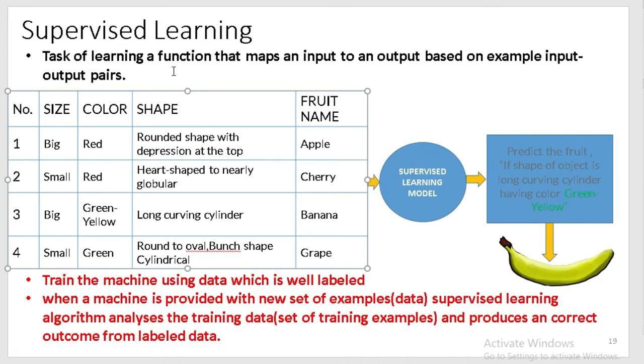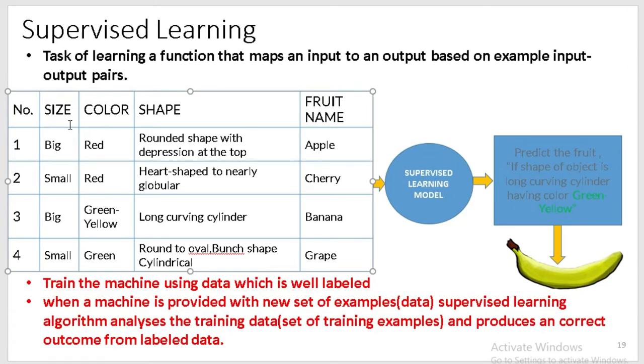Supervised learning is a task of learning a function that maps input to output based on example input and output pairs. For example, a data set is given with certain variables, say size, color, shape, fruit name. Here size, color, shape are the input variables and fruit name is the output variable. Whenever we are talking in machine learning concept, you must say it as label or class. So this fruit name can be called a label. With this all, we implement a supervised learning model.